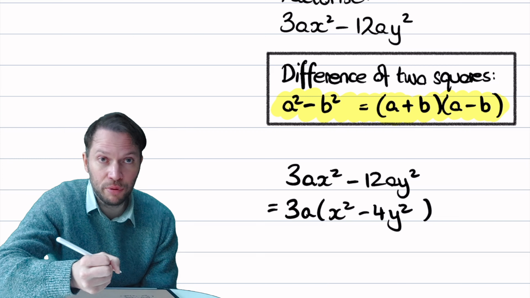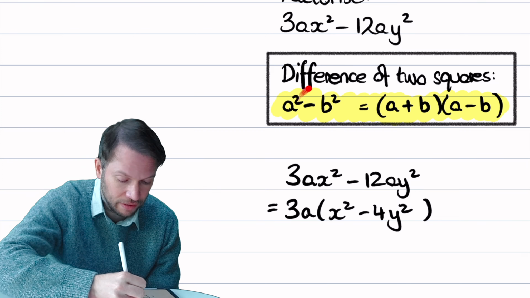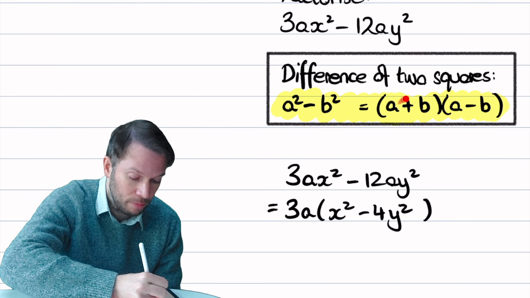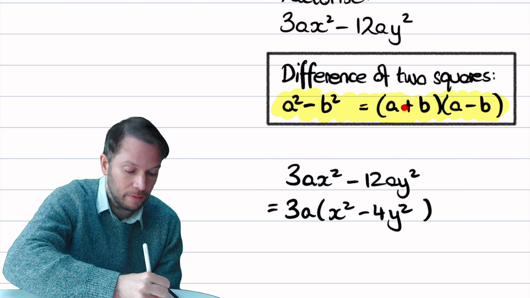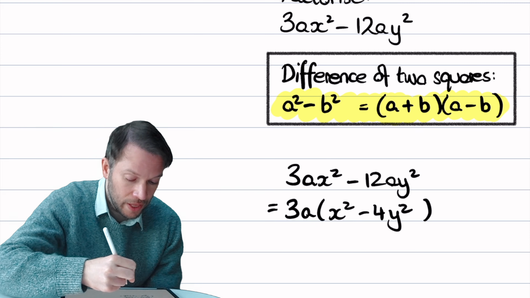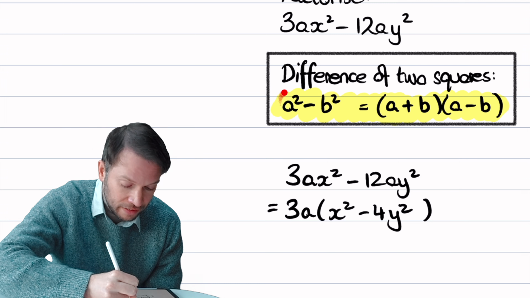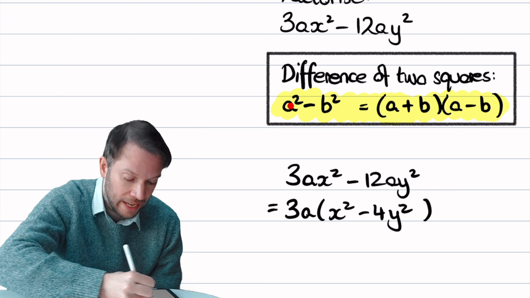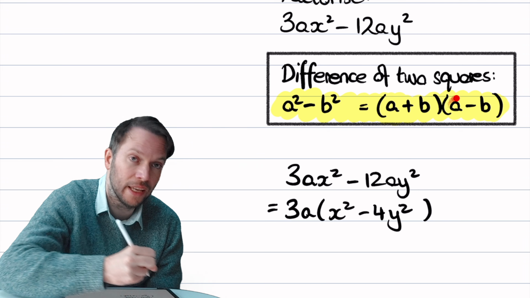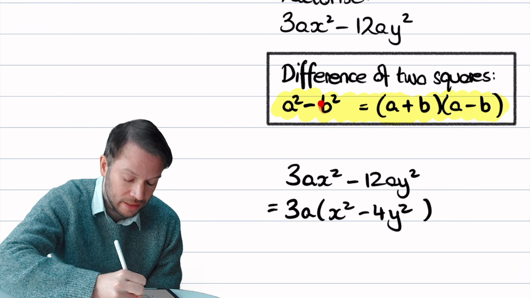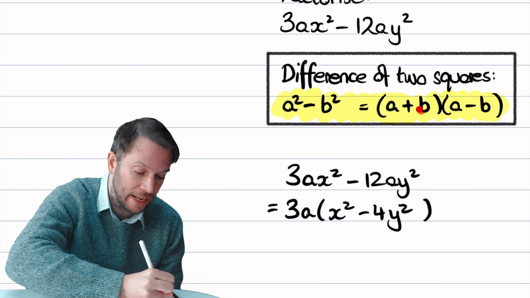And we saw in previous videos that when we have a difference of two squares like this, we can factorise it into two brackets, one with a plus in the middle, one with a minus in the middle. And then we square root each of those two things. The square root of a squared is just a, so we make that the first thing of each bracket. And we square root the b squared, which is b, we make that the second thing of each bracket.